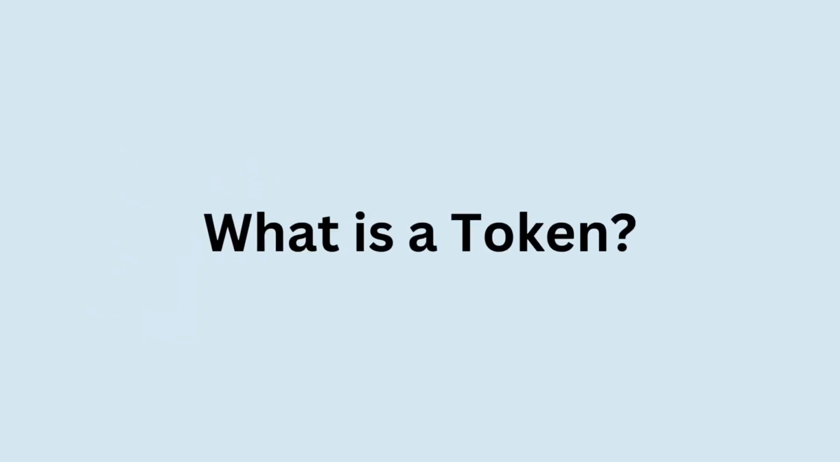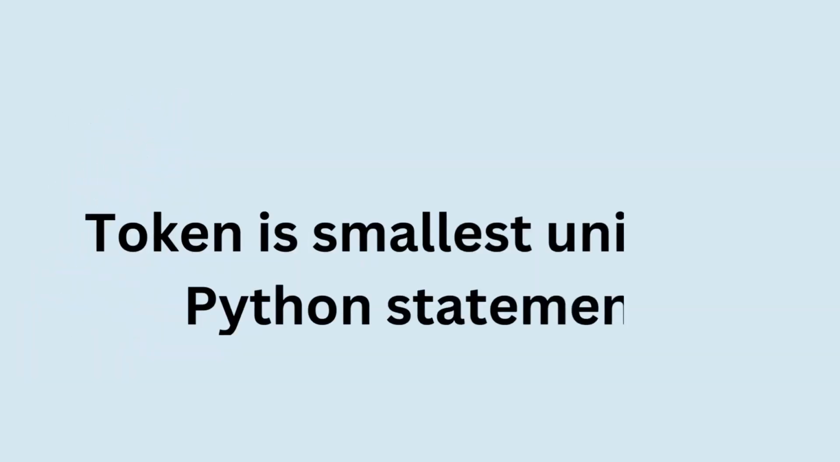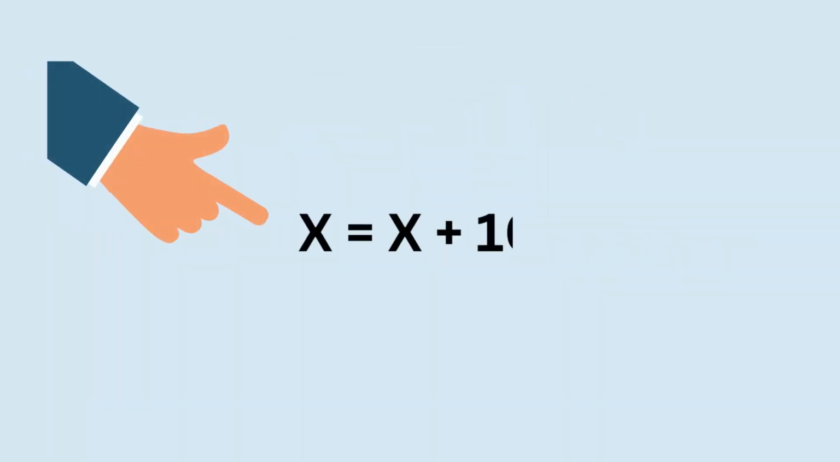Question 1. What is a token? Answer. A token is the smallest unit in a Python statement. Here is an example. Look at this statement: x = x + 10.